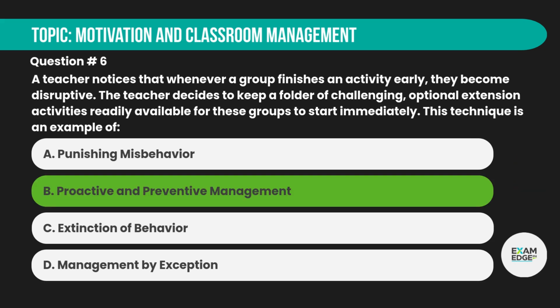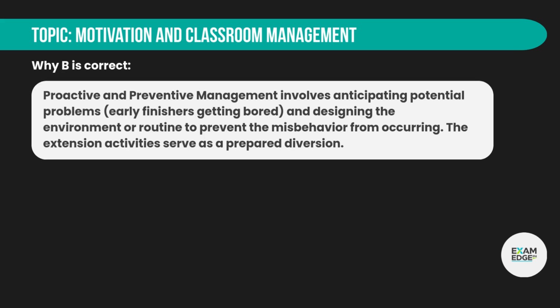Correct answer: B. Proactive and preventive management. Why B is correct? Proactive and preventive management involves anticipating potential problems, early finishers getting bored, and designing the environment or routine to prevent the misbehavior from occurring. The extension activities serve as a prepared diversion.